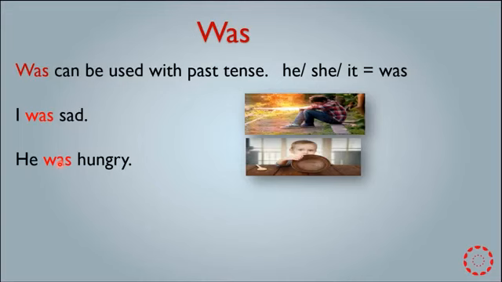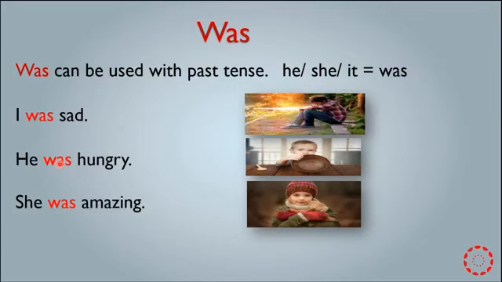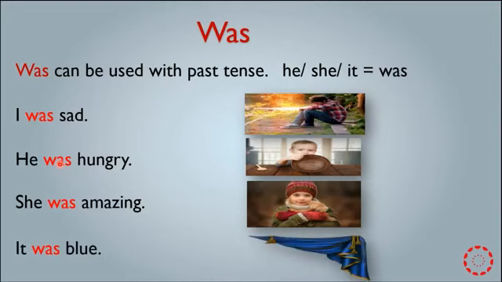She was amazing. Maybe yesterday she wore clothes, beautiful clothes. It was blue. You see, the curtain was blue. So here we use was with these subjects: I, he, she, it. Okay?